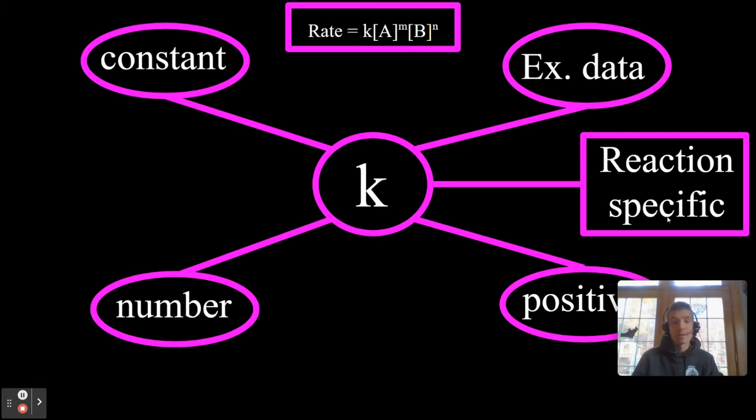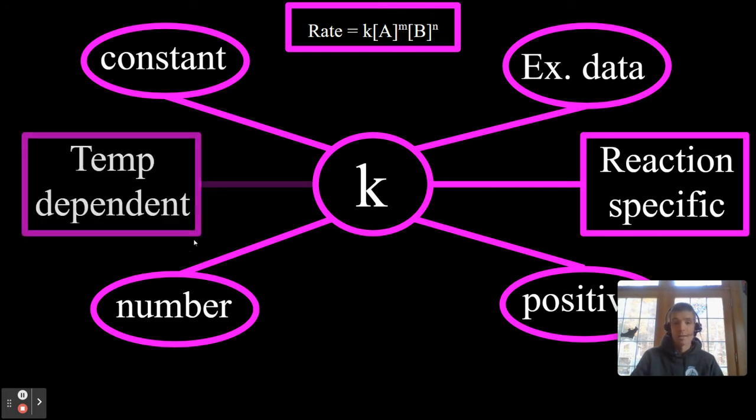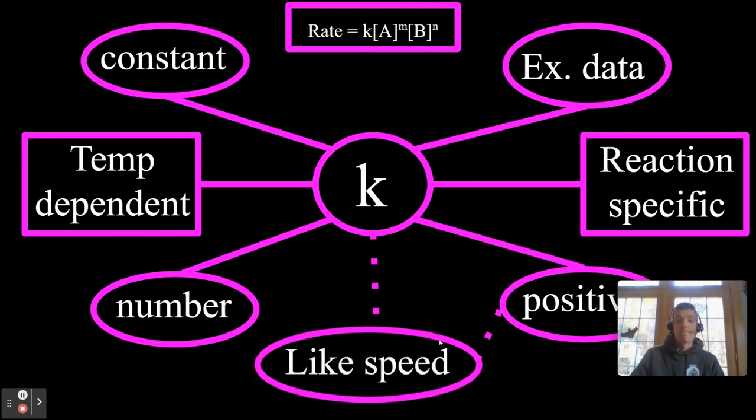Baking soda and vinegar has one K, as do acid and base reactions. For chemical reactions, if you make it hotter, that could influence the K. If you make it colder, it's going to influence the K. For actual decay, the Ks are a specific value. I've said it's like speed in the sense that it's always going to be positive.